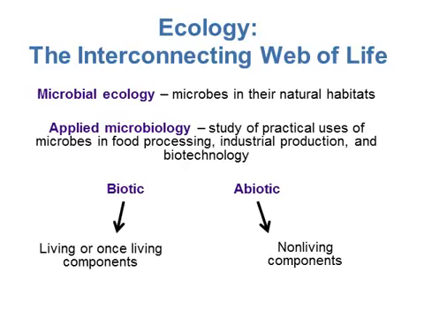Some of this ecology stuff we can turn into applied microbiology. So this is where we use information and we take that and we study it for practical uses. And these include food processing, industrial production, and biotechnology. So applied microbiology is using what we know about microbes in their natural habitat and applying it to something that humans can use to do these different things.